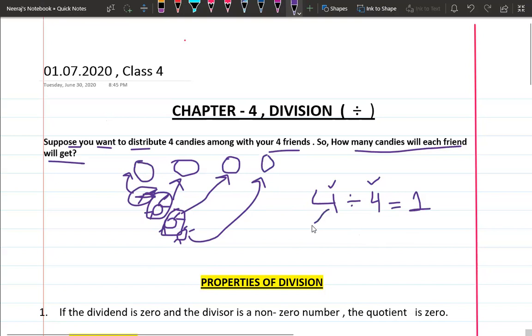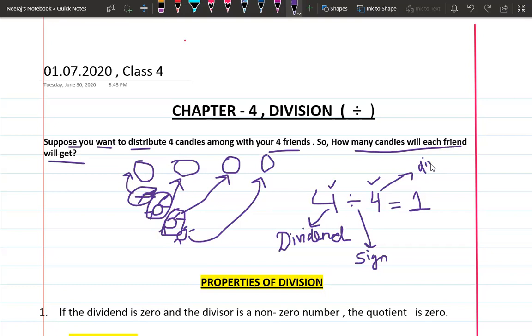The first one, the 4 kids, represents the dividend. This is called the dividend, which we always write inside the division box. This is the sign of division. And what is this? The candies you are going to divide among the 4 kids. This is called the divisor.